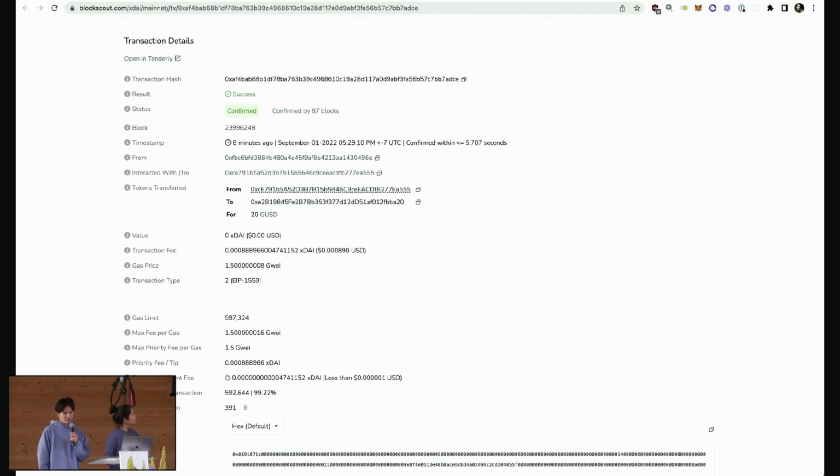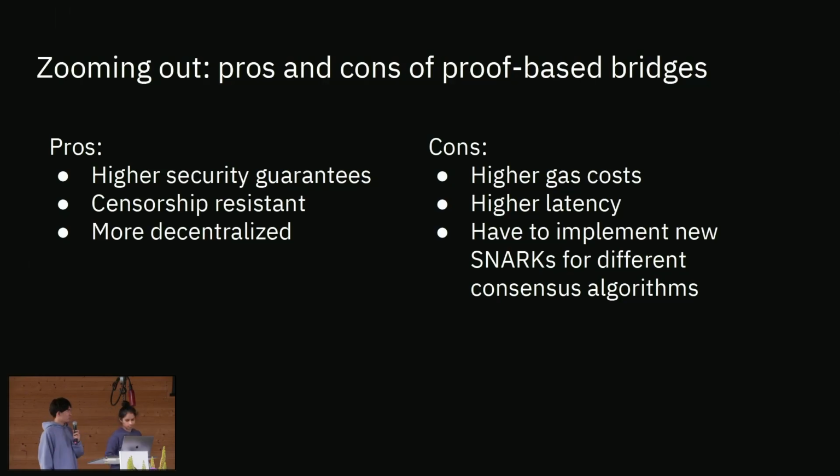It's all online. But anyways, to zoom out a bit about what the pros and cons are of these proof-based bridges: first, obviously, because we're able to borrow the security of the consensus protocol in theory. In theory, you could borrow the entire security of Ethereum here. Your bridge is going to have much higher security guarantees, especially when compared to existing bridges such as multi-sig bridges or bridges based on smaller decentralized networks.